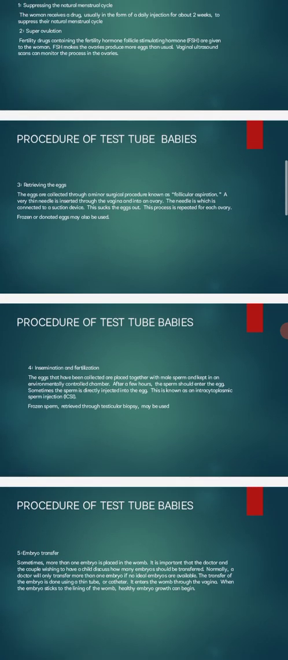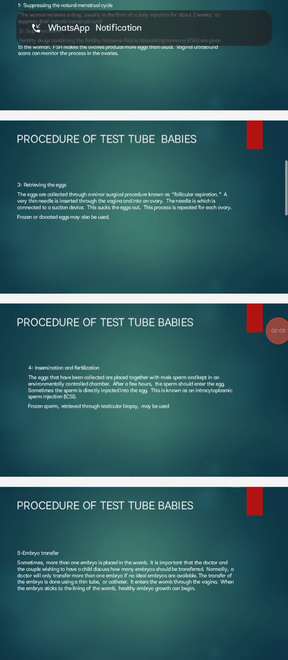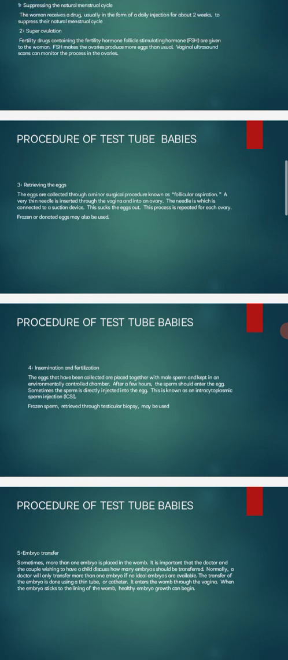Fourth is insemination and fertilization. The eggs that have been collected are placed together with mate sperm and kept in an environmentally controlled chamber. After a few hours, the sperm should enter the egg. Sometimes the sperm is directly injected into the egg. This is known as intracytoplasmic sperm injection (ICSI). Frozen sperm retrieved through a testicular biopsy may be used.